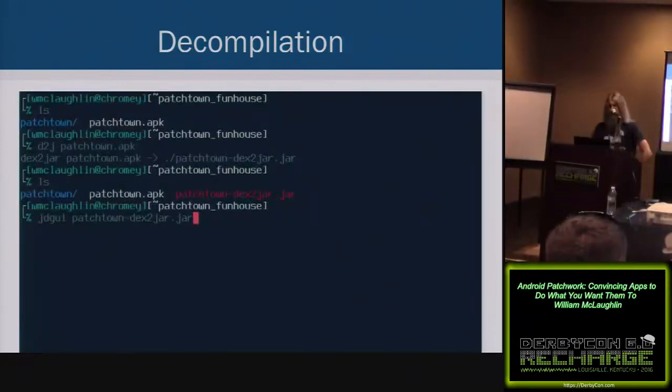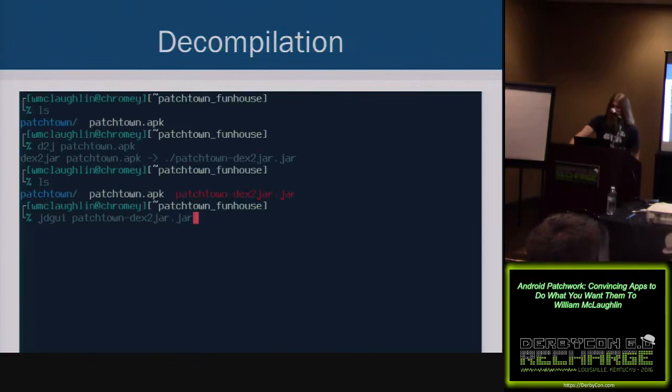So the first part of this, we have an APK. It's called patchtown.apk. This is our program, this is our application we're going to be messing around with. We're going to run dex-to-jar on it. That will result in a jar file. You can see it there in red. And then we will run JD-GUI on this jar file, which will then launch a nice little GUI.